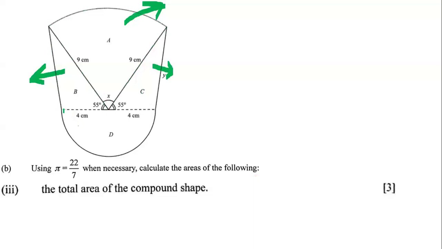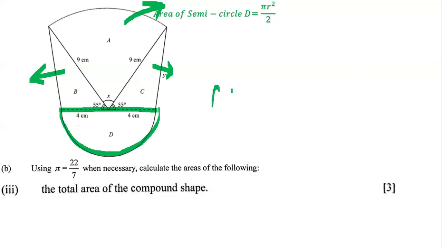Now, what we need to figure out is the area of this semicircle, semicircle D. All right, so we're going to figure out the area of this semicircle. Now, the area of a semicircle is given by the formula pi r squared divided by 2. We just take the area of a circle and divide it by 2. Now, what is r? R in this case is the radius. R is 4 centimeters because if you look here, the radius is 4 centimeters.